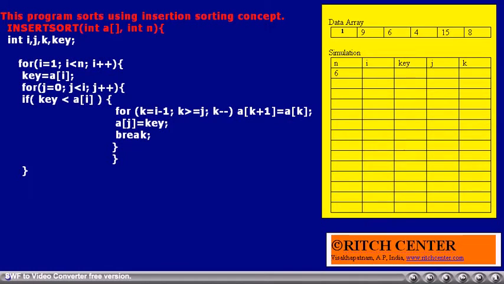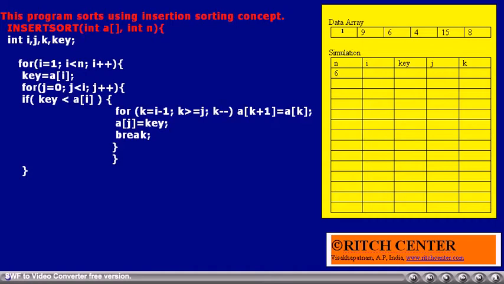The main objective of this program is to sort a set of elements in a 1D array using the insertion sorting principle. We want the example array to be sorted in ascending order. The main theme is as follows.